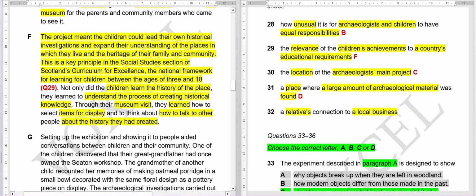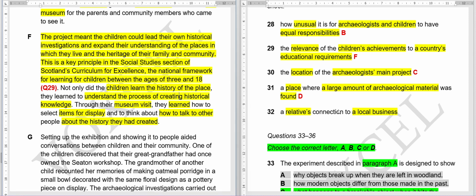So here they said, so children could lead this and understand this knowledge, and this is the key principle, and this is the national framework. So again, they have expanded. They learned what and what and what. I hope it is clear.